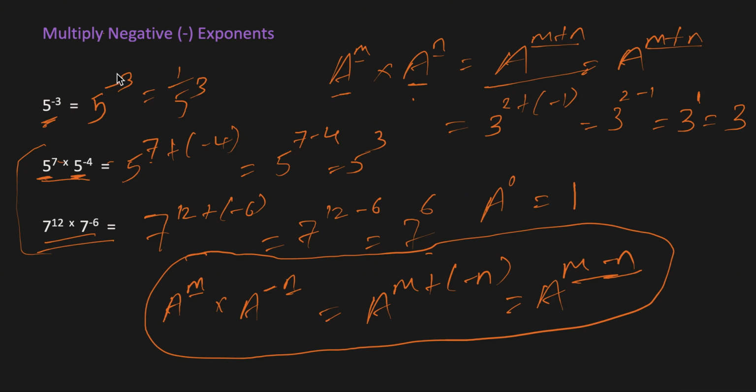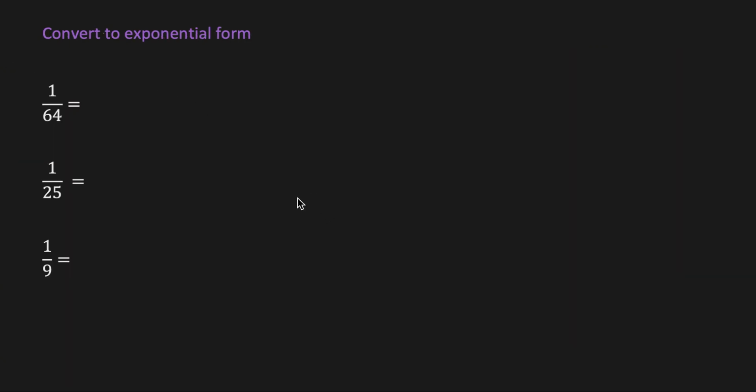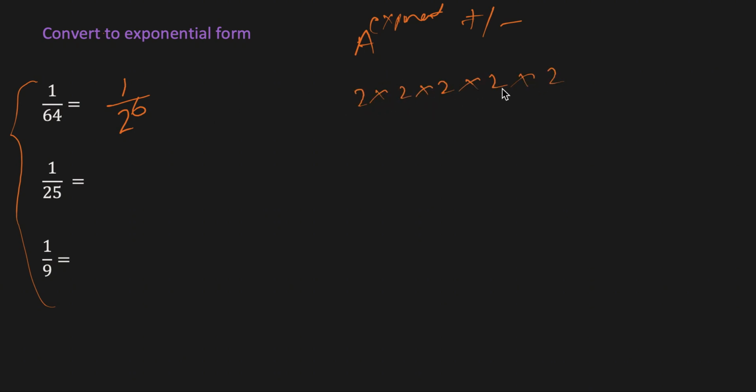Okay, let's look at some more examples of converting to exponential form. Here we have three examples: 1 divided by 64, 1 divided by 25, and 1 divided by 9. When I say exponential form, we have to write this fraction as a base to the power of some exponent, either positive or negative. We know 64 is the same as 2 to the power of 6, right? If you multiply 2 times 2 times 2 times 2 six times, you get 64.